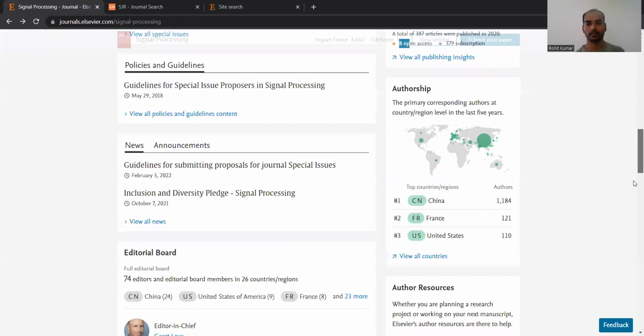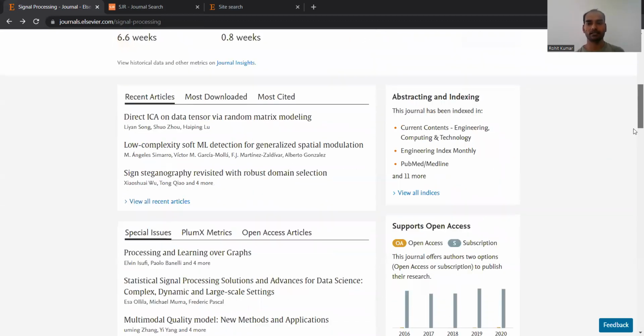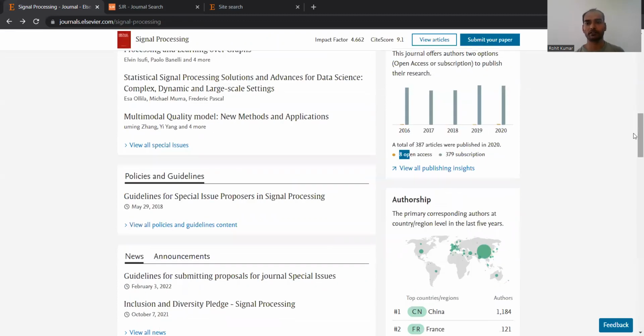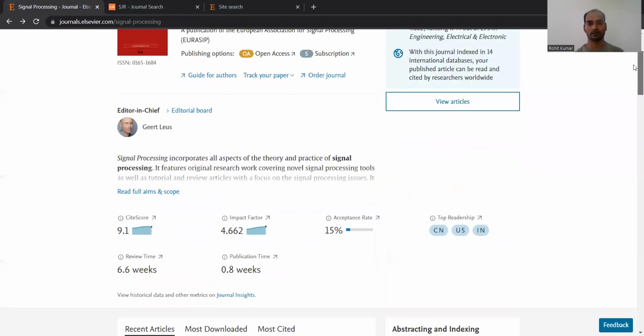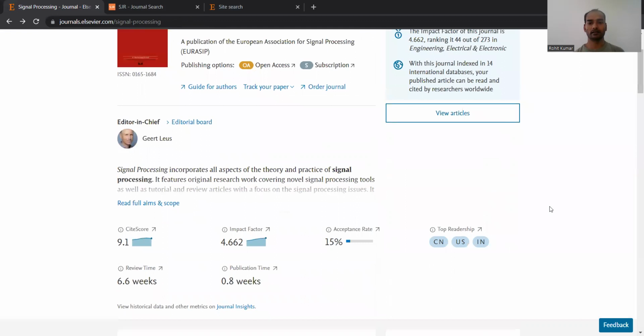And here you can see, as I have not discussed this in my previous videos, but I always give a hint that if some country has a good majority in terms of top readership, then there is a probability that the top authorship will also be from there. Okay, and additionally, this top authorship also gets influenced by the editorial board member strength.